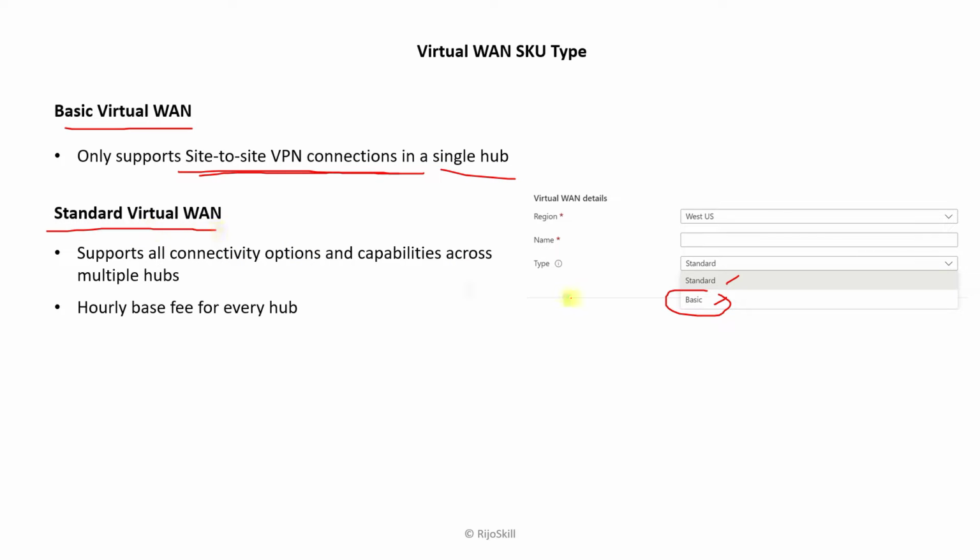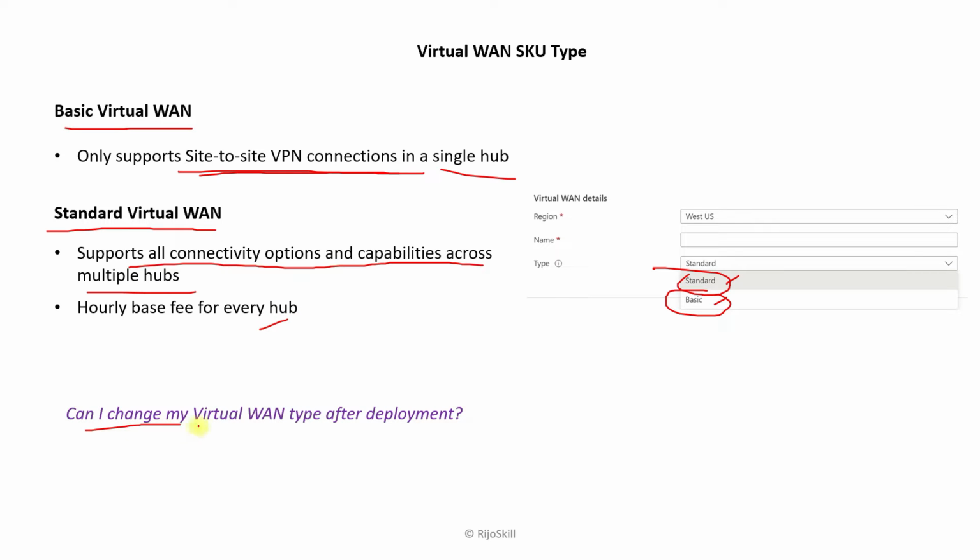And the standard virtual WAN, you can say, will support all the connectivity operations across multiple hubs. It will support site-to-site, point-to-site, and ExpressRoute. Everything will be supported for the virtual WAN, and its fee is an hourly base fee for every hub.